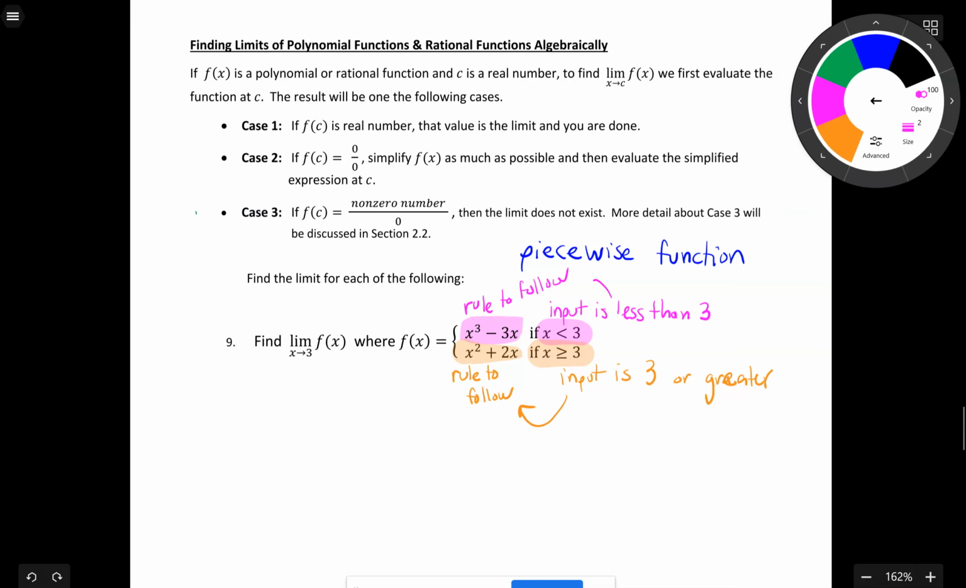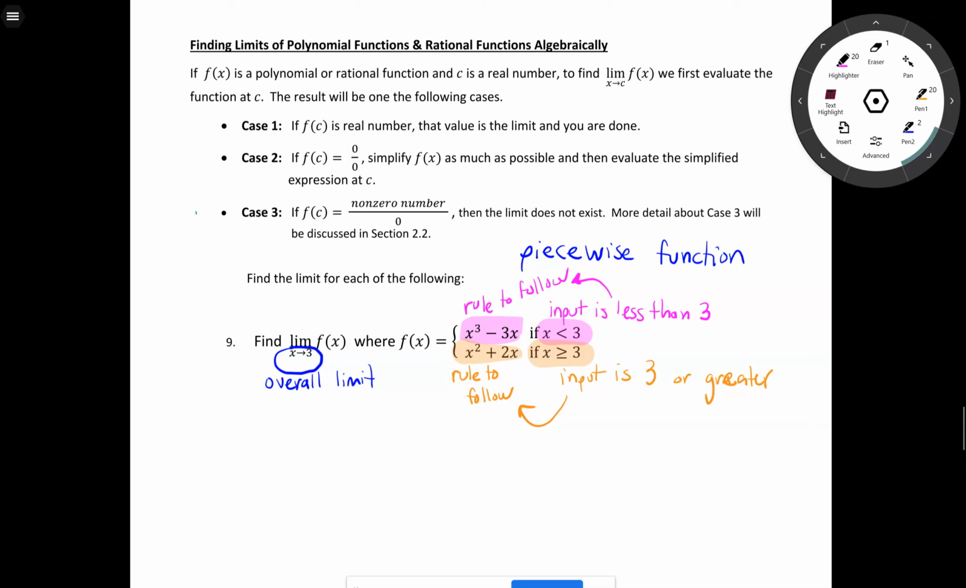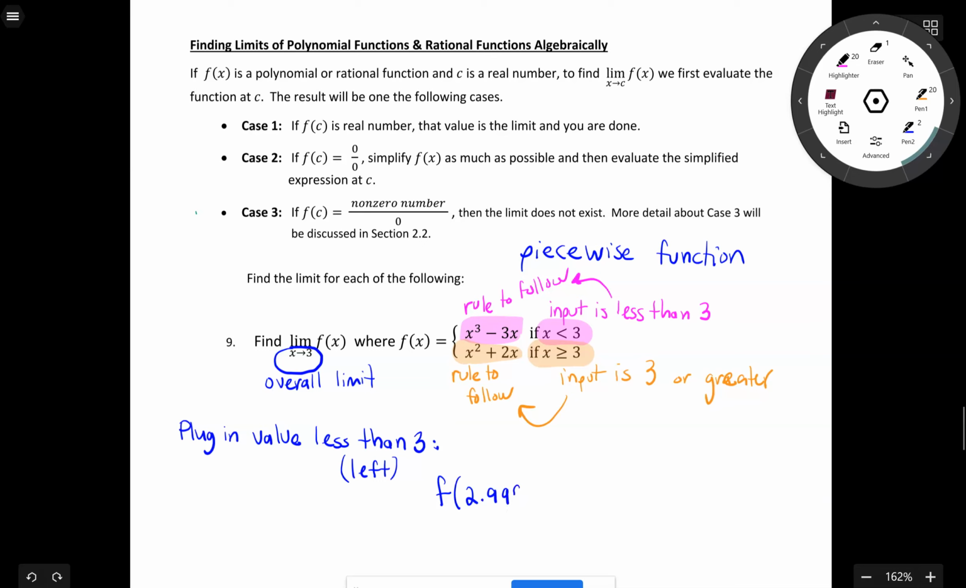Okay, so let's see how this impacts our limits. See how my limit is the overall limit? And graphing piecewise functions is challenging. So we're going to do this algebraically. We're going to plug in a value a little less than 3. That would be from the left, right? We're approaching from the left. So maybe to be safe, we should do 2.99, and we'll see what we get.